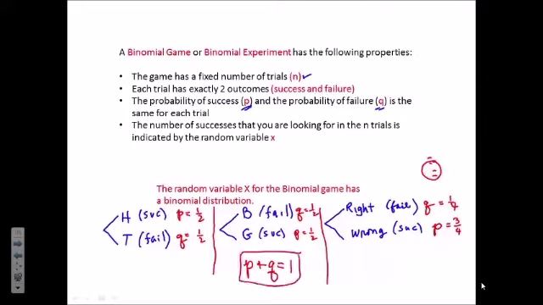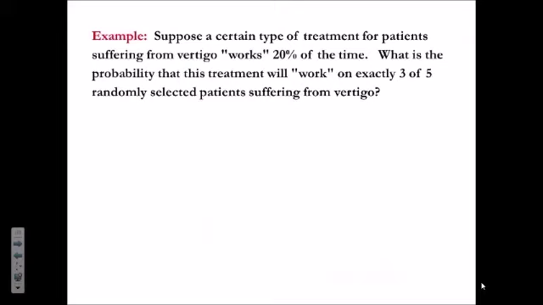The number of successes you're looking for in the n repetitions is indicated by the letter X. Suppose a certain type of treatment for patients suffering from vertigo works 20% of the time. What is the probability that this treatment will work on exactly 3 of 5 randomly selected patients suffering from vertigo?